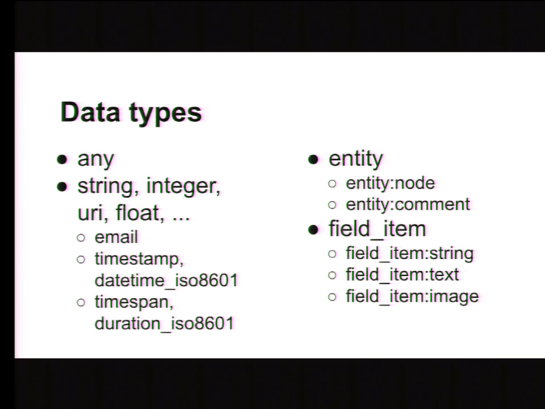Similarly, we also have automatic data types for every field type that's defined in the system. It's just field item, colon, field type name. So the text field type would be field item, colon, text.